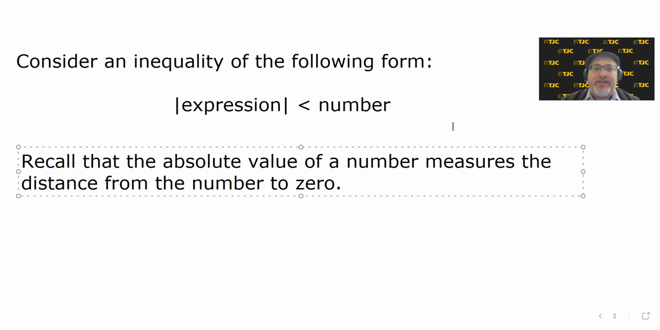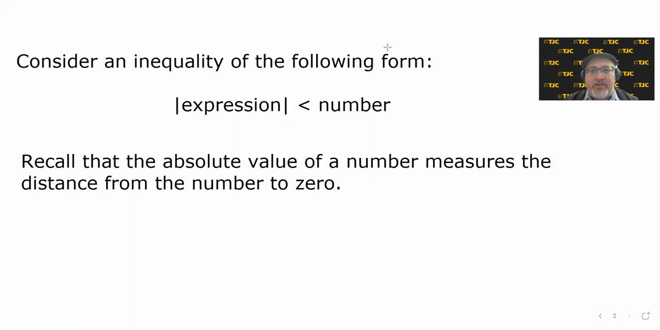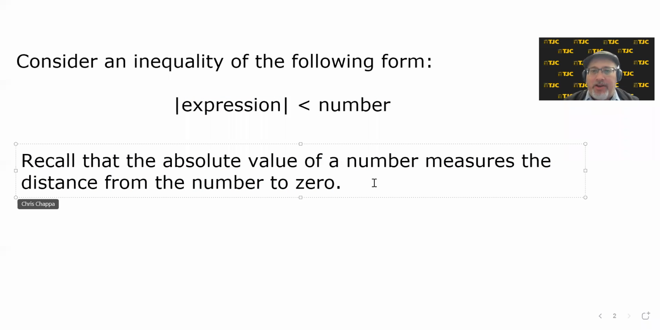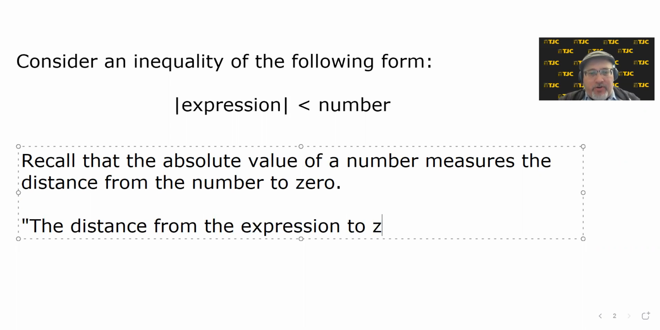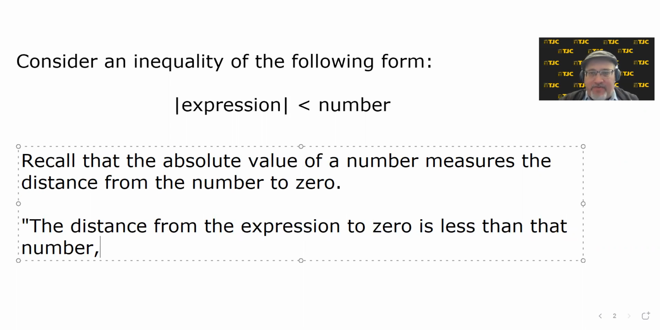So if we were to look at this inequality and interpret it in terms of distance, what is it saying? Well, if absolute value measures distance, then what we're saying is that the distance of this thing, whatever it is, from 0 is less than this number. So in other words, this particular inequality is saying that the distance from the expression to 0 is less than that number. Let's see if I can get all this on one line.